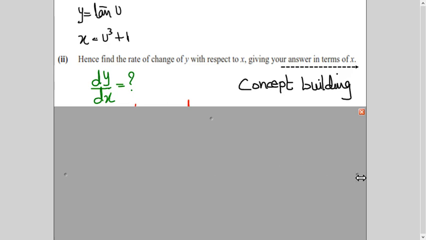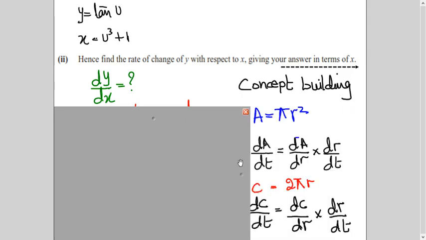So let's recall, take few examples which will help you to understand how to make chain rule. For example, equation of a circle is given to you. A is given with respect to r, but suppose it is asked find the differentiation of a with respect to t, or rate of change of a. If question says rate of change of a, it means dA over dt. If question says rate of change of y, it means dy over dt. But here it is saying rate of change of y with respect to x.